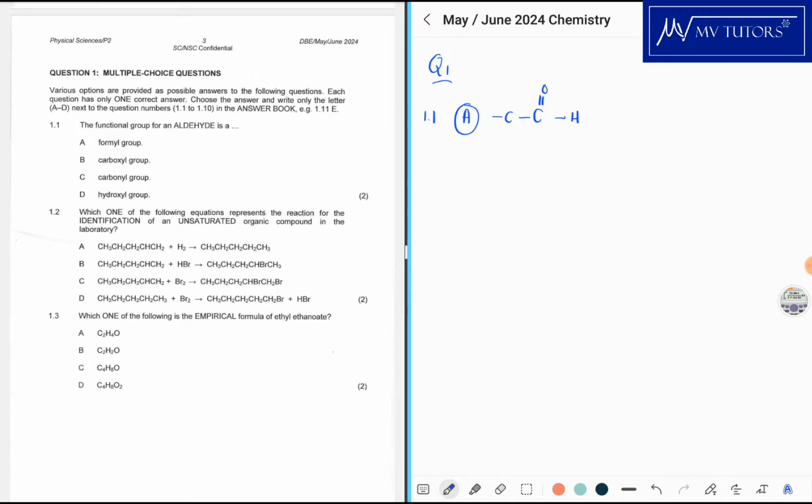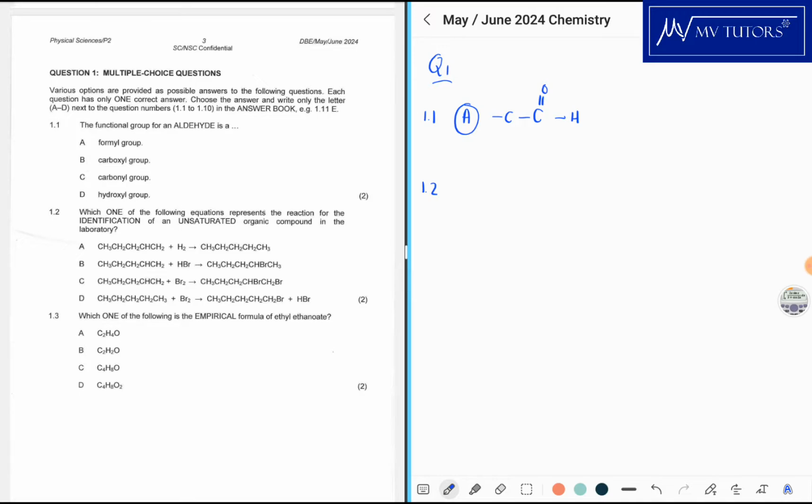A carboxyl group, that is for the carboxylic acid. A carbonyl group, that would be mainly for ketones or esters. Hydroxyl group will be for alcohols. All right, and then 1.2.